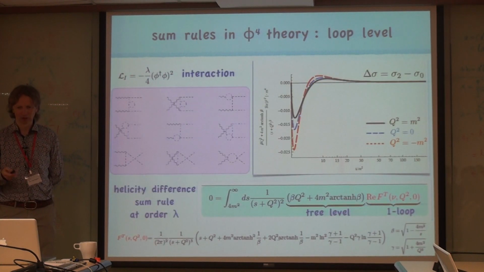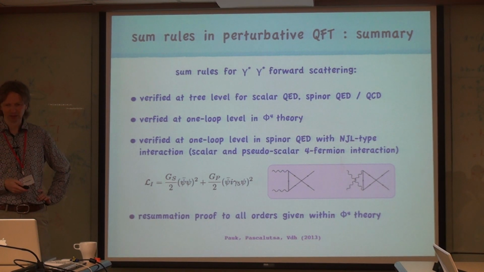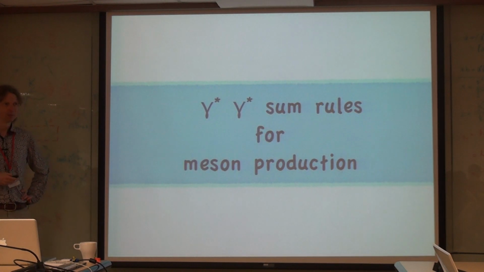You can do this also, of course, with QED. I will not go into that. You can do it at one loop level, in phi to the 4 theory. We have done a whole range of checks also in theories where you can resum some diagrams, and basically we have done a resummation to all orders within phi to the 4 theory, so these sum rules are exactly verified. So let's now use them as a practical tool to see if you produce hadrons.